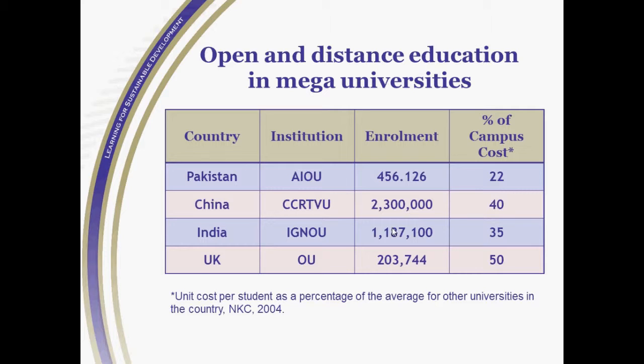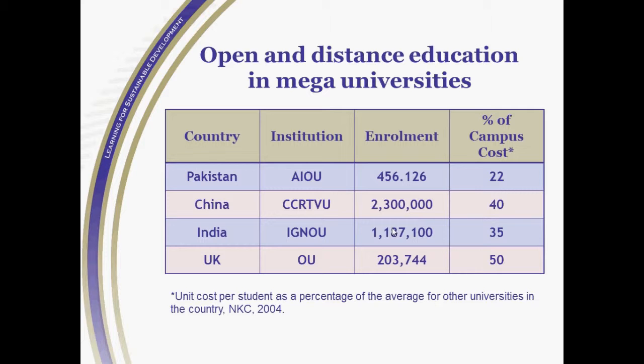So obviously they achieve economies of scale, and these are four mega universities in the developing and developed countries, and you can see that putting a student through Allama Iqbal Open University in Pakistan costs 22% of what it would cost to put them through a campus institution. In China, 40%, India, 35%, and in the British Open University, 50% as compared to campus universities, and the percentages fluctuate because of technology use in different jurisdictions.